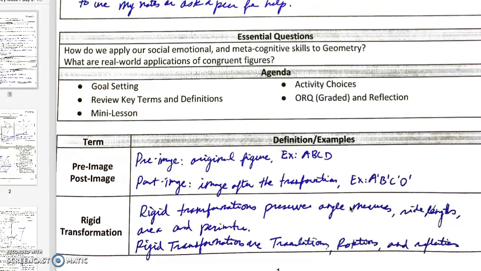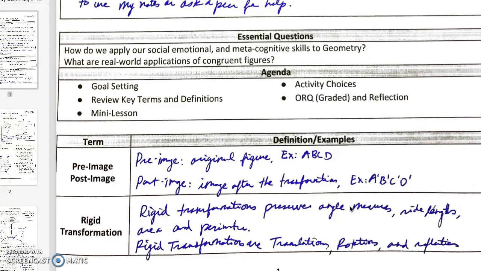So to review from yesterday, we have a few key terms and definitions. Our first is our pre-image and our post-image. Your pre-image is your original figure, so that's your figure before any transformations occurred. And so an example of that would be something like A, B, C, D. So you can tell that they're the pre-image because they don't have any prime symbols, I guess they're like apostrophes.